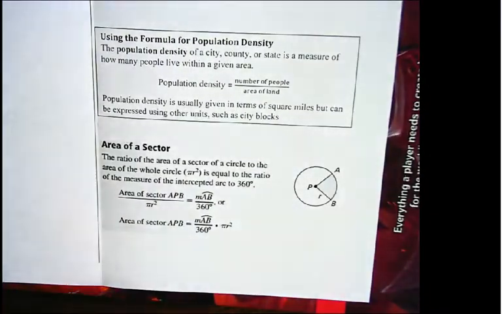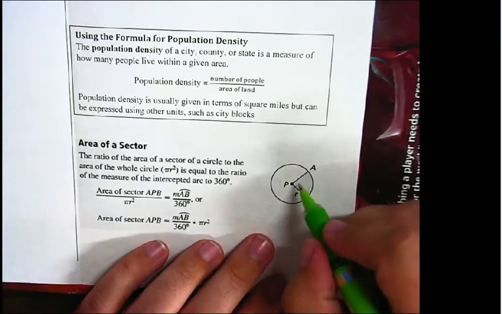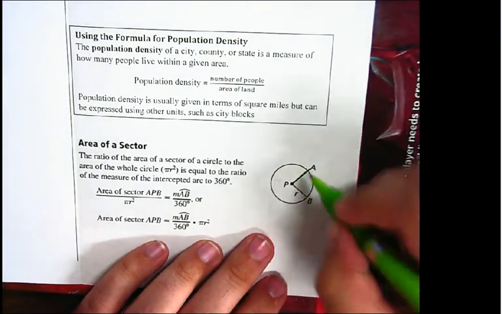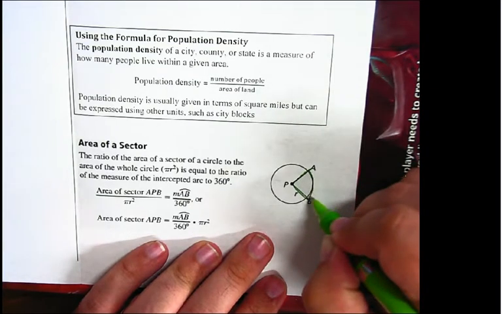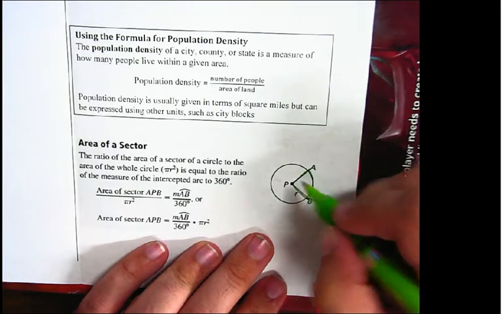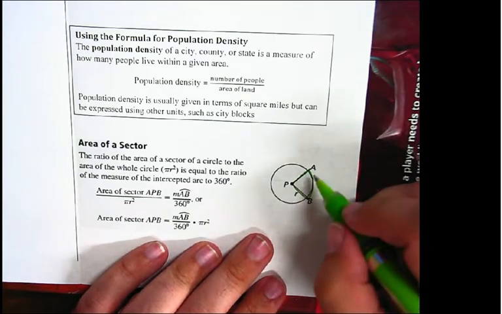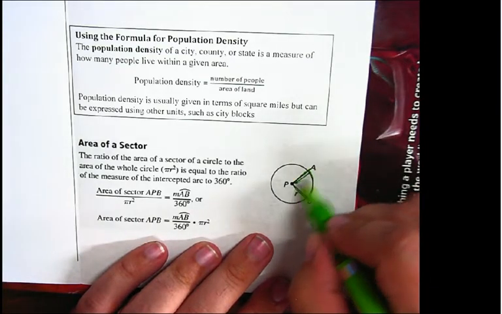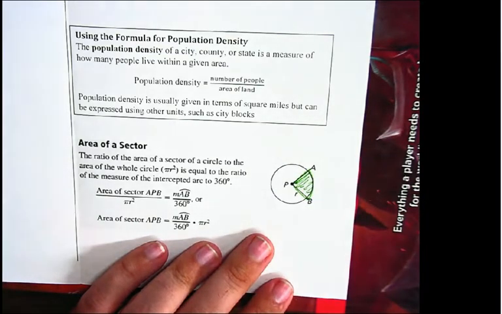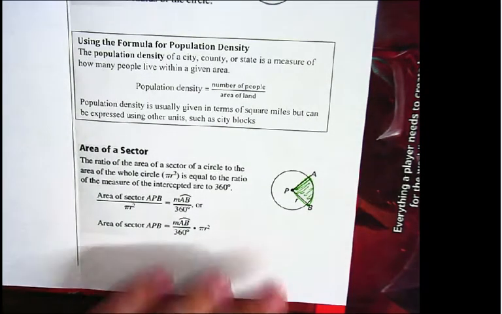Now, before we can really talk about the area of a sector, we have to know what is a sector, right? All right. A sector is the portion of a circle, the area inside the circle that is between the central angle and its corresponding arc. So the sector is all of this right here. Looks like a pie piece, right? That is the sector of a circle.